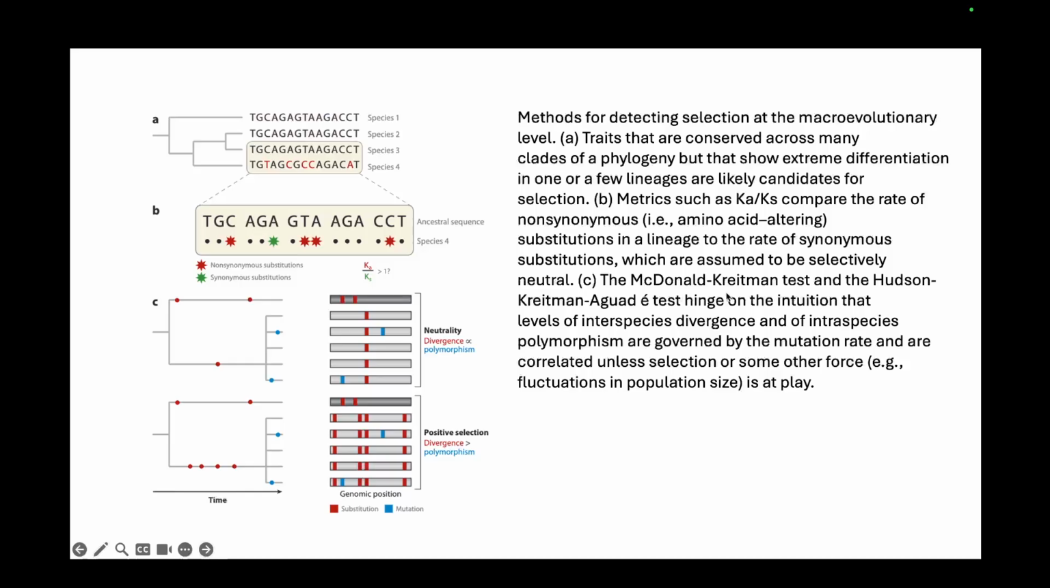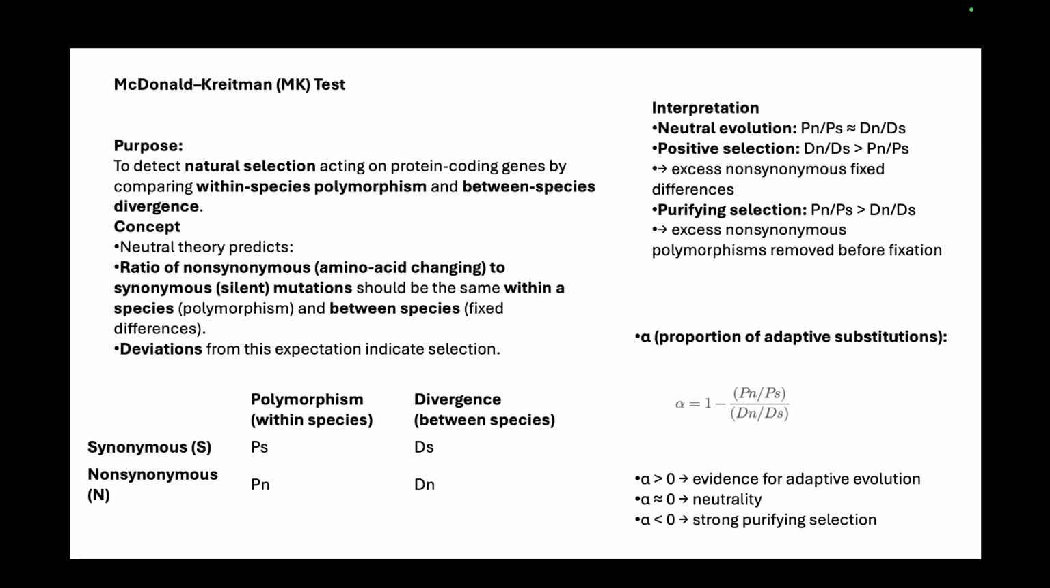The McDonald-Kreitman test, or the MK test, we'll talk about this, and the Hudson-Kreitman test, we will not talk about this, hinge on the intuition that the levels of interspecies divergence and of intraspecies polymorphism are governed by mutation rate and correlated unless selection of something is happening at the population level. So what does that mean? So again, I come to these tests. One of them is the MK test, McDonald-Kreitman.